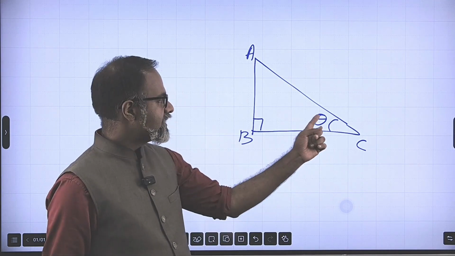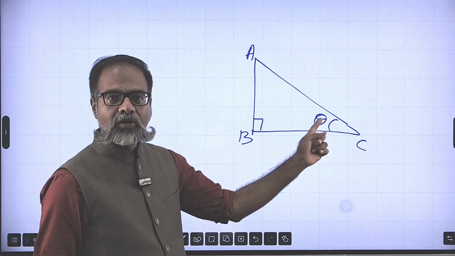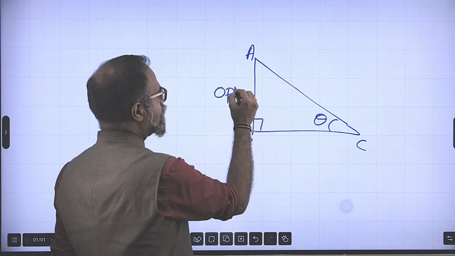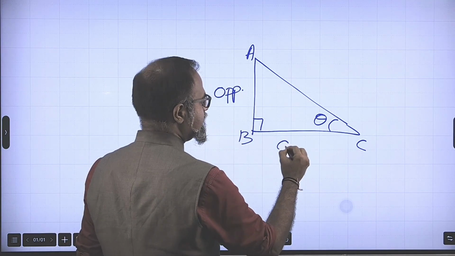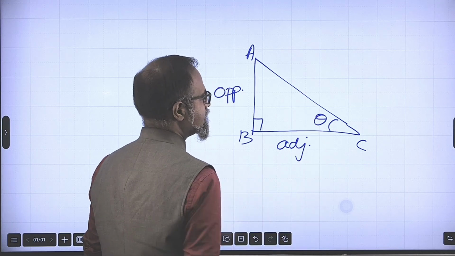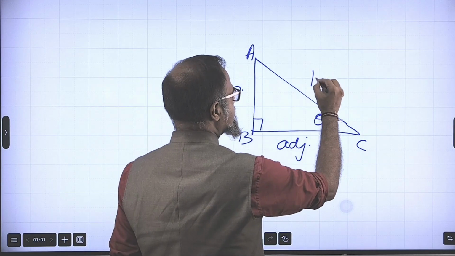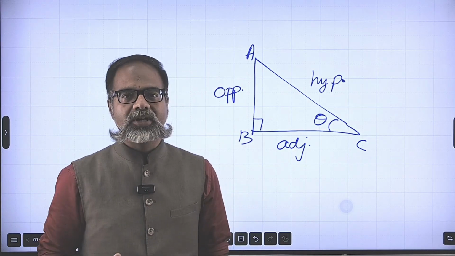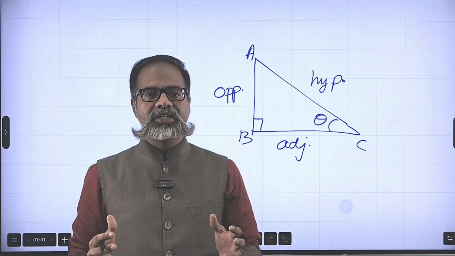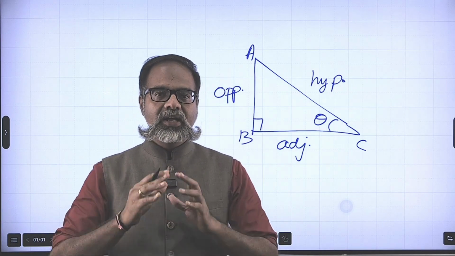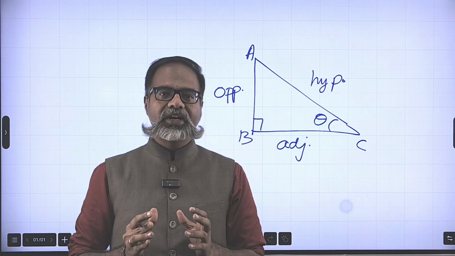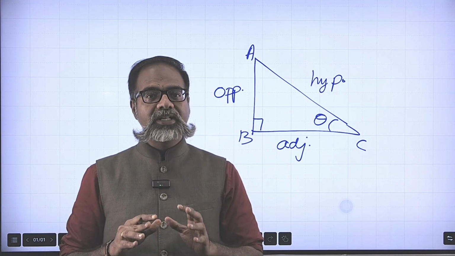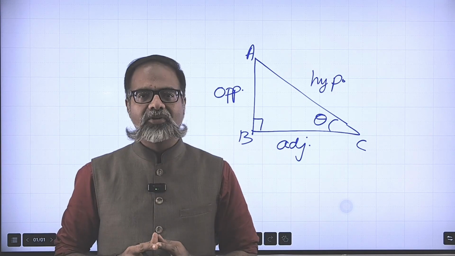So when I say this is my reference theta, for the angle theta, AB is considered to be the opposite side and BC is considered the adjacent side. AC, the side opposite to the right angle, is always considered the hypotenuse. The definition of the hypotenuse is, in a right angle triangle, the side which is opposite to the 90-degree angle is called the hypotenuse. And as a rule, it is the longest side in the right angle triangle.